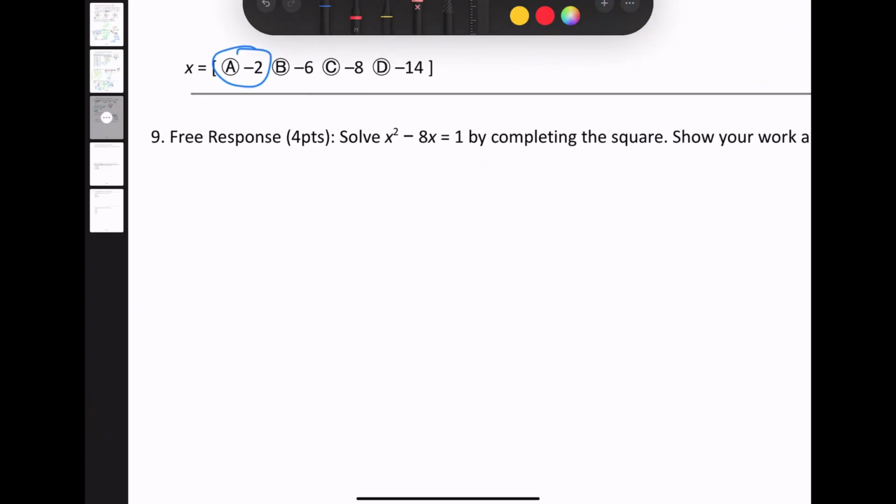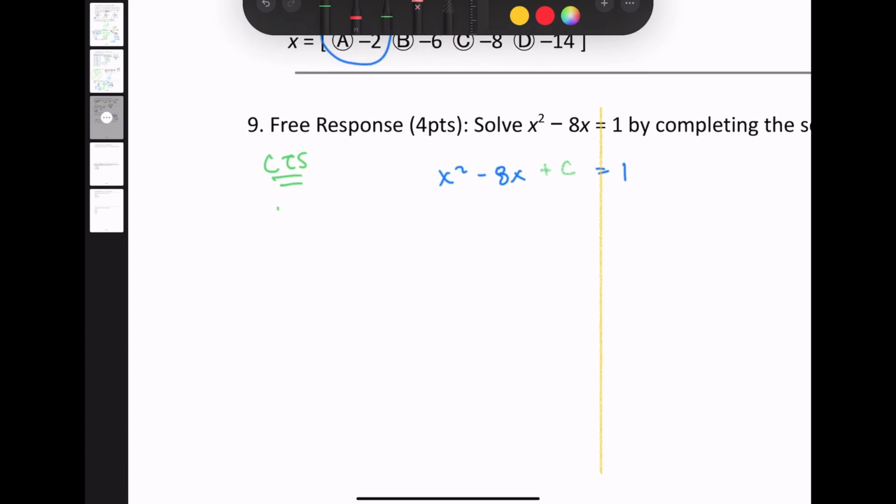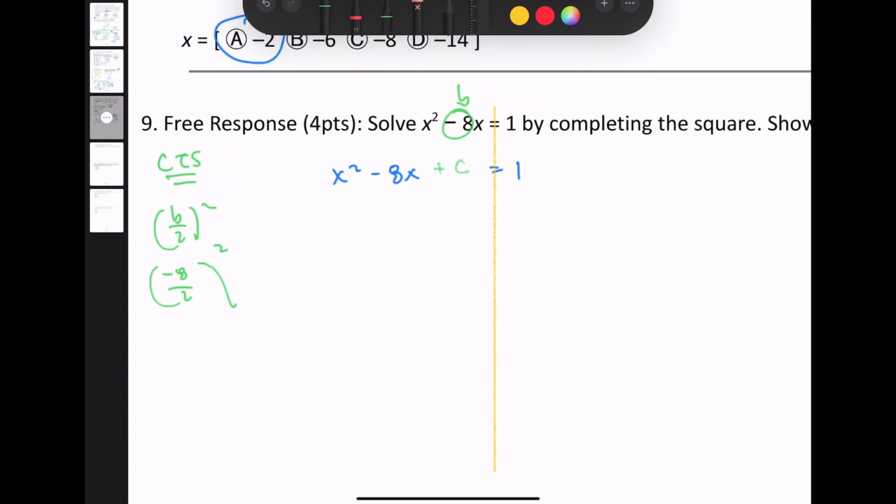Completing the square, I have x squared minus 8x equals 1. We need this C value. C value is by completing the square, b over 2 squared. So my b value is negative 8. Half of negative 8 is negative 4. Negative 4 squared is 16. If I put 16 here, then I'm going to have to put 16 there on that side. So my equation looks like this now.